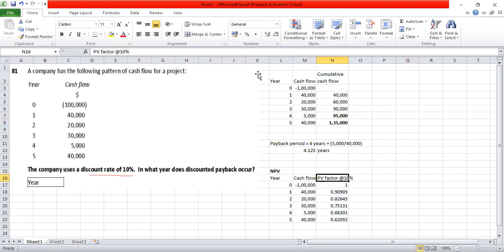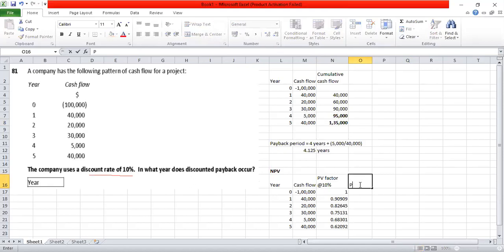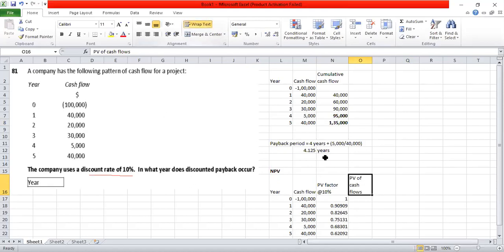Now the discounting factor, the present value factor, is at 10%. Now we need to discount the cash flows at 10%. So, the PV of cash flows, the present value of cash flows. How do we do that? We just have to multiply them.